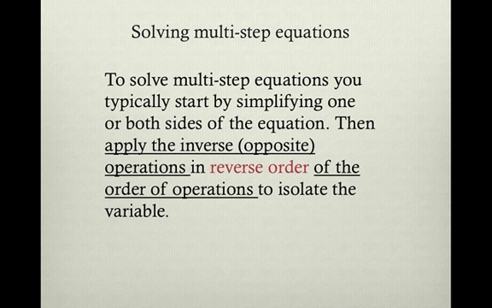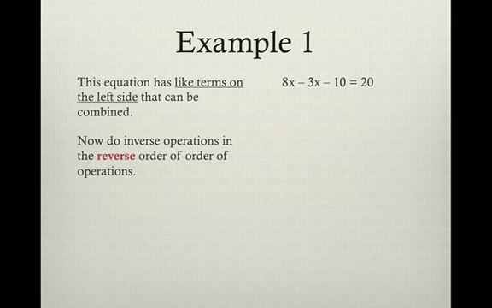Then once you've made each side as simple as possible, you do the inverse operation to isolate the variable, and we do that in the reverse order of the order of operations. For example, in this problem, notice that on the left hand side we have like terms. I have 8 cats minus 3 cats. That gives me 5 cats, or 5x. Everything else stays the same, so I'm just dropping it down.